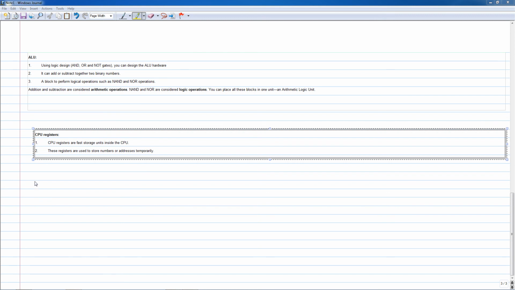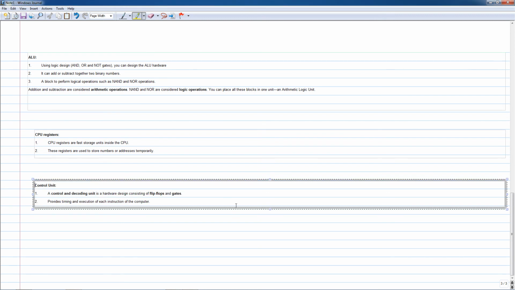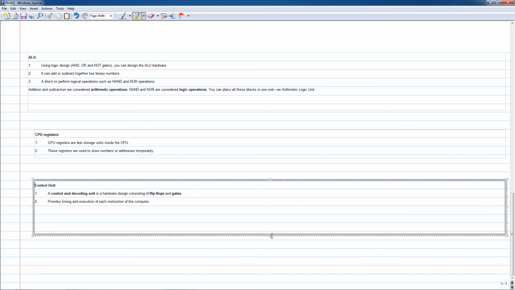The last section there is the control unit. Control and decoding unit hardware is also made up of flip-flops and gates, ands, ors, nors, those type of things, and they provide the timing and execution functions to perform instructions indicated by a program to the hardware.